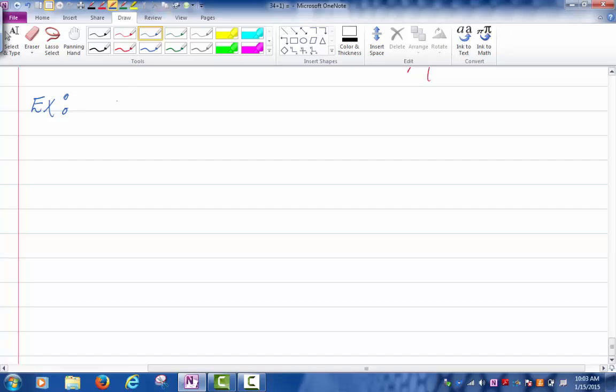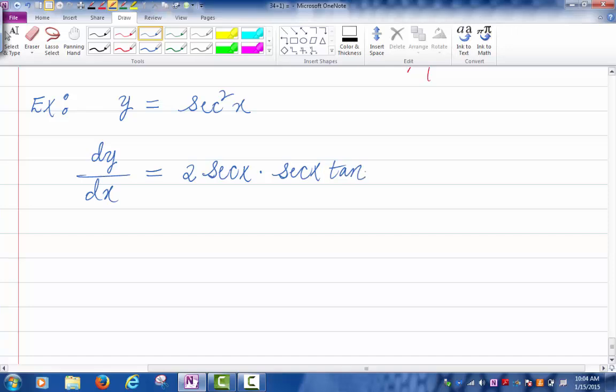Suppose that I have y equals secant squared x, and what I want to know is the second derivative of this function. So what's the first derivative? I have to think of this as secant x to the 2. By the chain rule, this would be 2 times secant x, and then you multiply by the derivative of secant x, which is secant x tangent x, and you can simplify that as 2 times tangent x secant squared x.